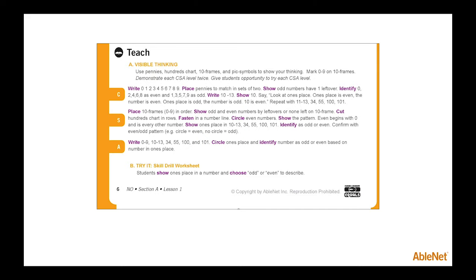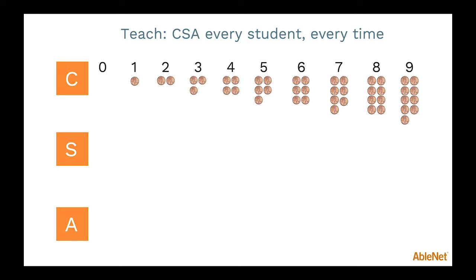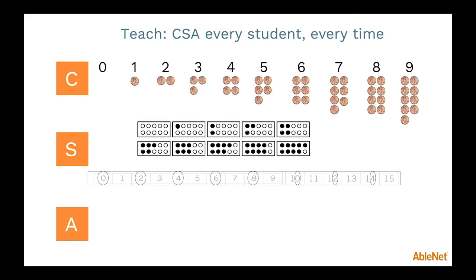After direct modeling of all 3 representations, students will choose one or more representations to try out themselves as a way to strengthen understanding of that lesson objective. In this example, the concrete representation shows odd and even amounts with pennies to show odd and even groups. The semi-concrete example uses 10 frames and a hundreds chart cut apart by rows to show a number line to demonstrate the same concept as shown during concrete.